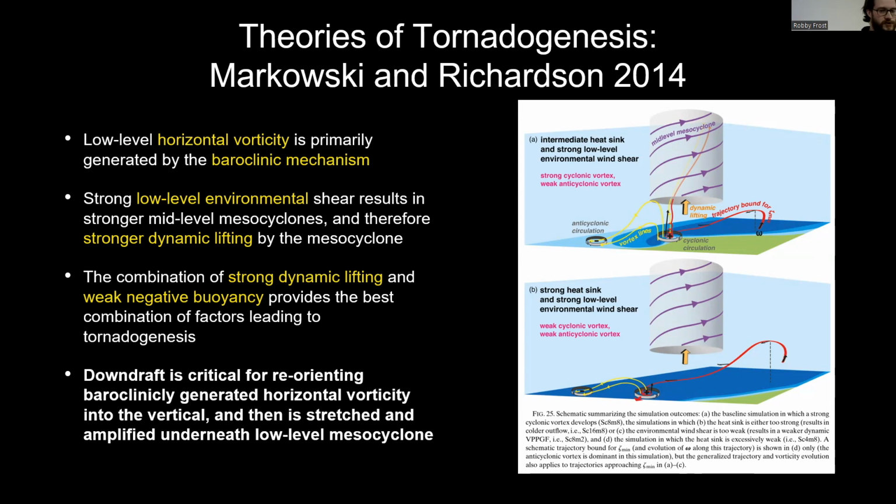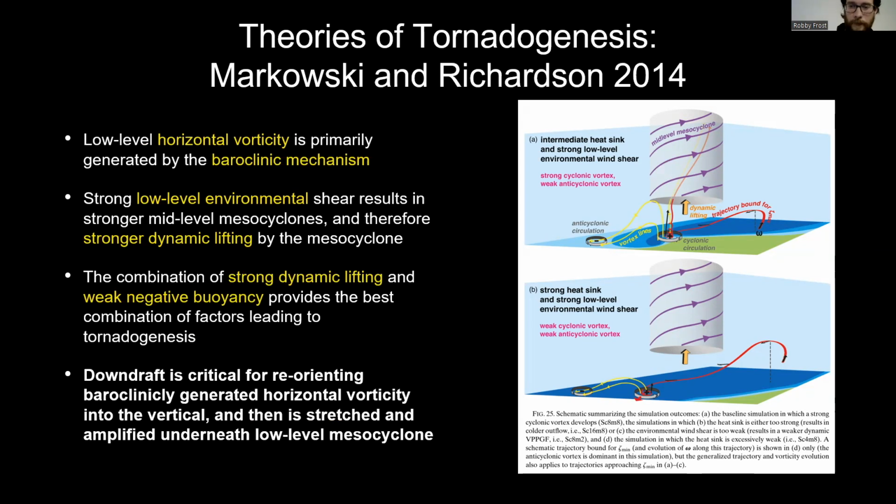And then that combination of strong dynamic lifting and the weak negative buoyancy from a particular cold pool configuration, they found, provided the best combination of factors leading to tornado genesis. And the critical finding was that the downdraft was critical for reorienting baroclinically generated horizontal vorticity into the vertical. And then that was what was being stretched and amplified underneath the low-level mesocyclone in this toy model.